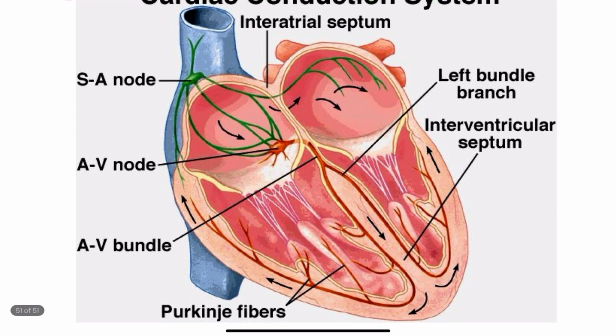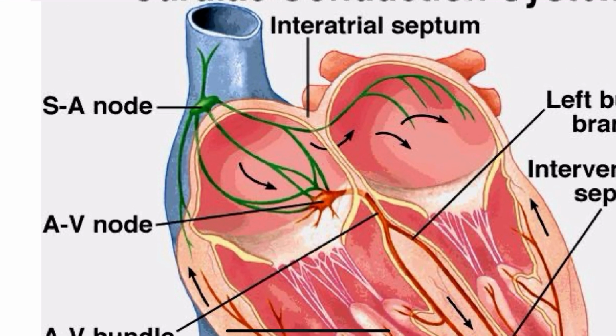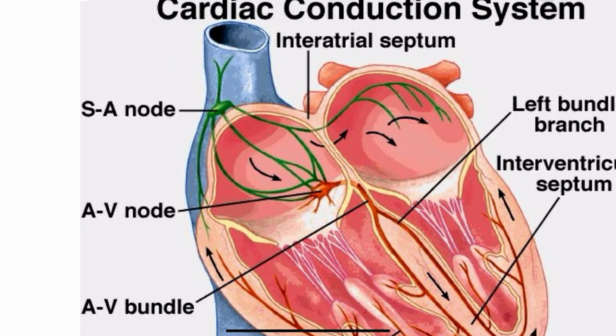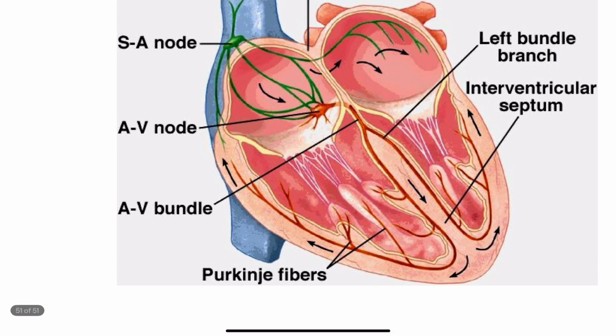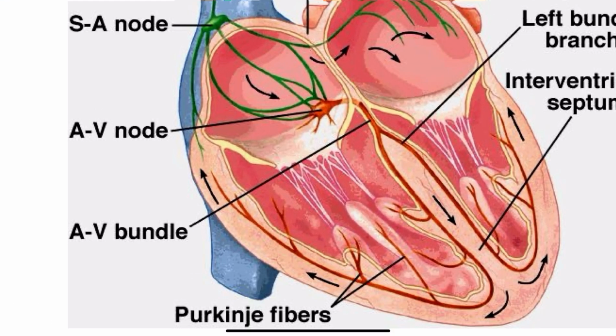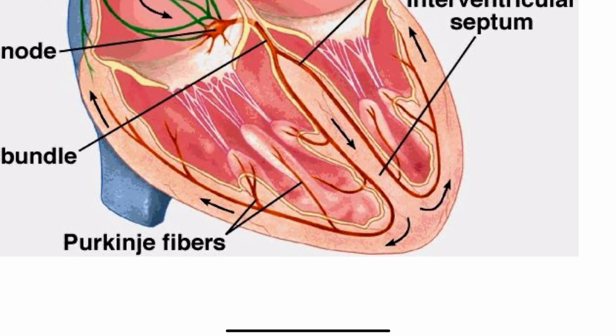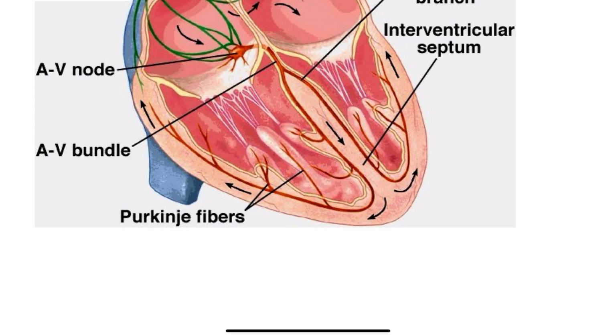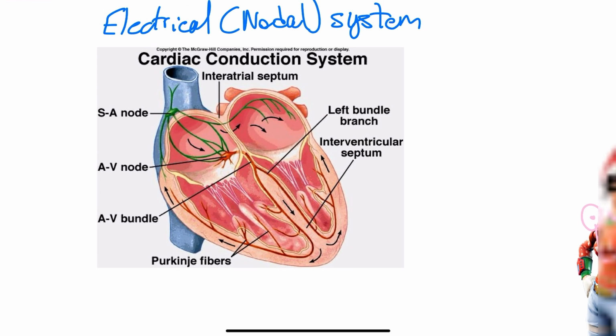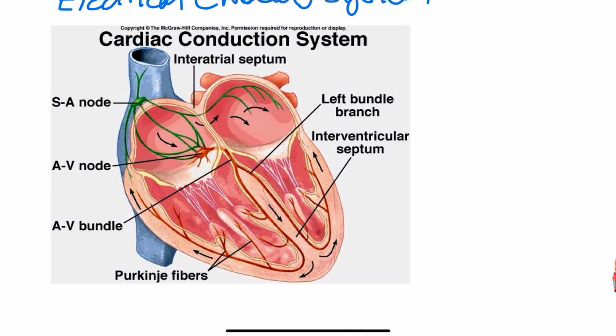So the SA node, or the sinoatrial node, is going to be like the pacemaker. It sets the tempo of the heart at about 60 to 80 beats per minute, and it is found in the wall of the right atrium. And then the AV node delays the signals briefly before moving to the lower part of the heart, and this gives time for the atria to fully contract. And that is basically the electric nodal system.